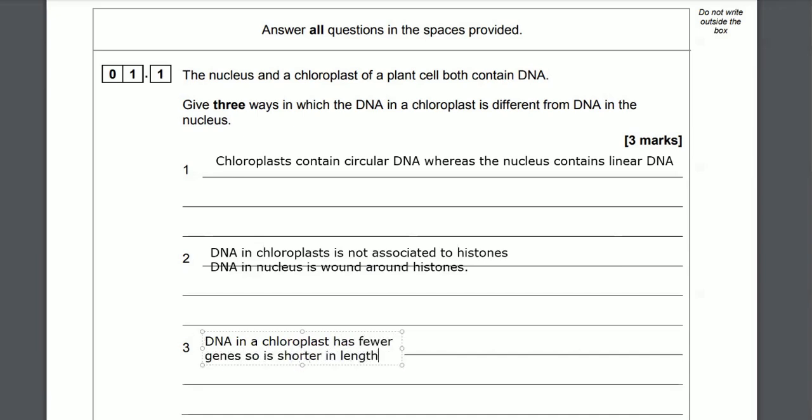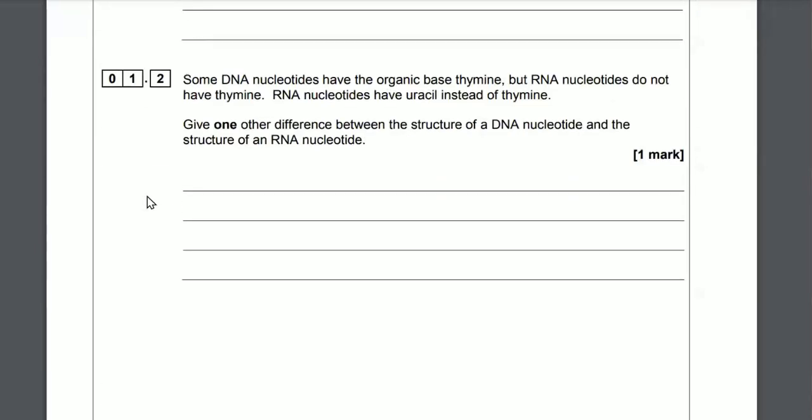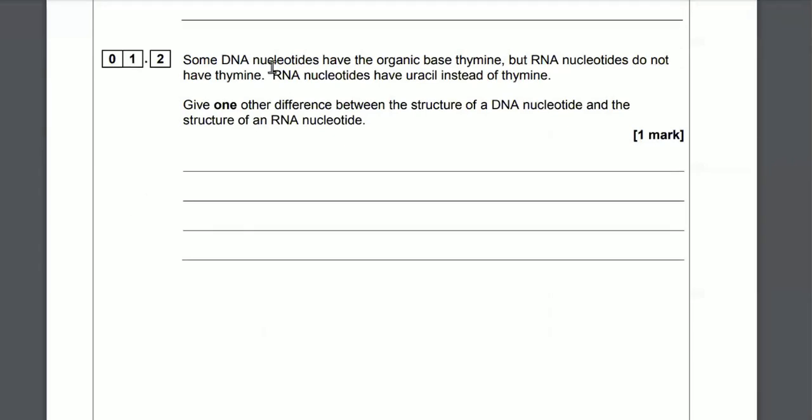The DNA in chloroplast is obviously shorter in length because it's only got the instructions for the chloroplast rather than all the other functions in the cell, and so it only contains a few genes or a lot fewer genes than the DNA in the nucleus. Also, the DNA in chloroplast does not contain introns.